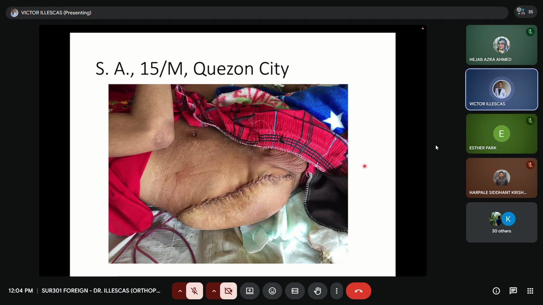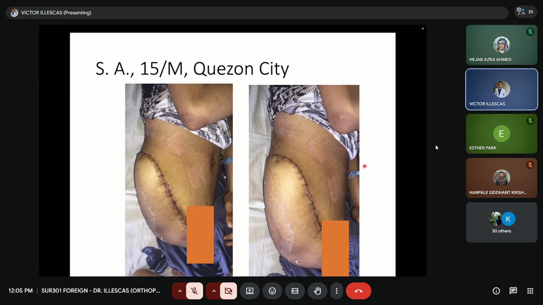So in our case, because the patient's condition is not able to respond well with chemotherapy, we have no choice but to provide radical excision or amputation. In this case, we did hip disarticulation. These are sample pictures taken of the patient.